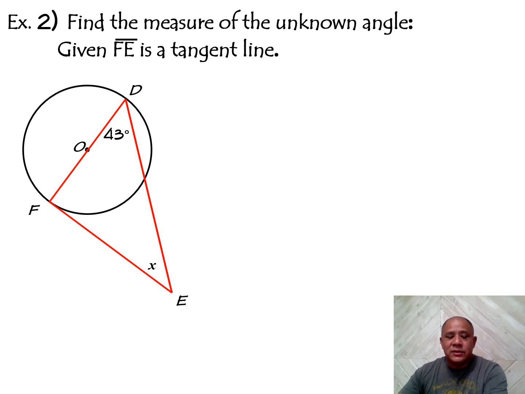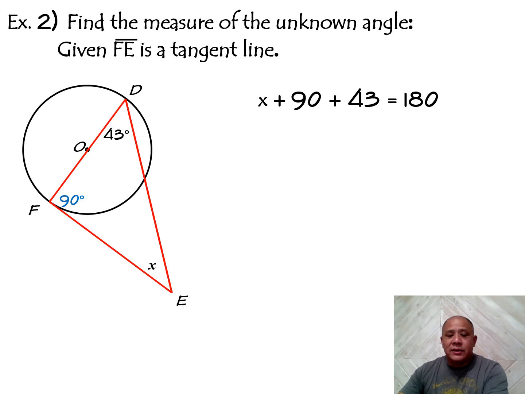Here, notice what do we have? Instead, we have a triangle that's created rather than a quadrilateral. And again, it's the same thing. They tell us that FE is a tangent line. So if FE is a tangent line, then that must mean that angle F is 90 degrees. Now in a triangle, if you guys remember, what's the interior measure of a triangle? That's right, 180 degrees. So we can create an equation that says x plus 90 plus 43 equals 180.